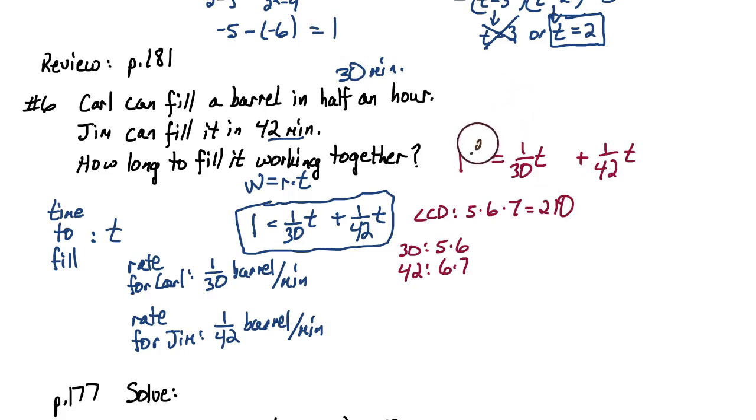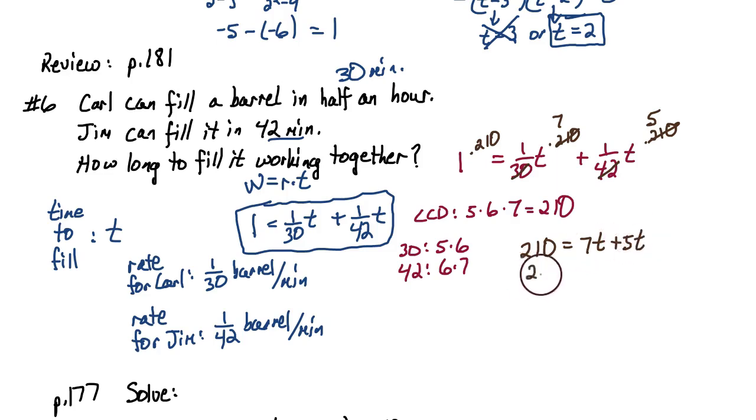Let's times this by 210, times this by 210, and times this by 210. So our new equation is 210 equals, and then let's do some reducing. 30 into 210, 7 times. And 42 and 210 reduce, leaving 5. So this new equation is 210 equals 7t plus 5t. This makes 210 equals 12t.